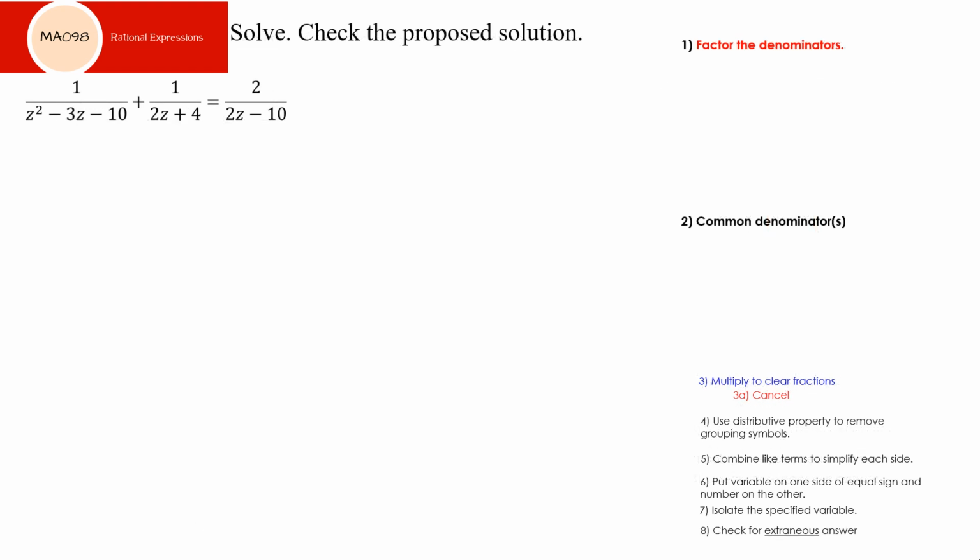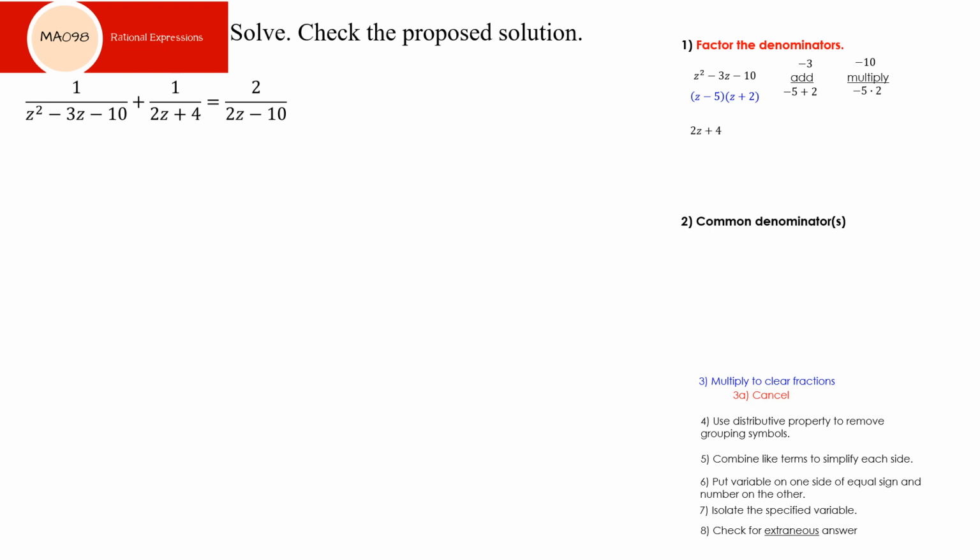Once again, we're going to solve, and then we have to check the proposed solution. First, we have to factor the denominators. Well, z squared minus 3z minus 10 means I have to find numbers, actually, not things, numbers that multiply to negative 10 that add to negative 3. For this one, we end up with z minus 5 times z plus 2.